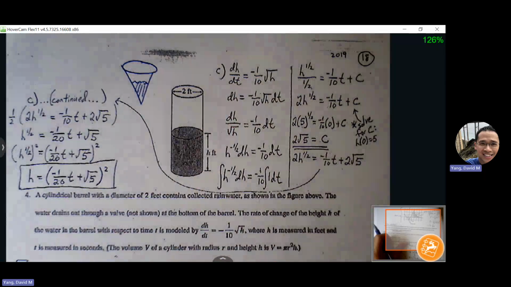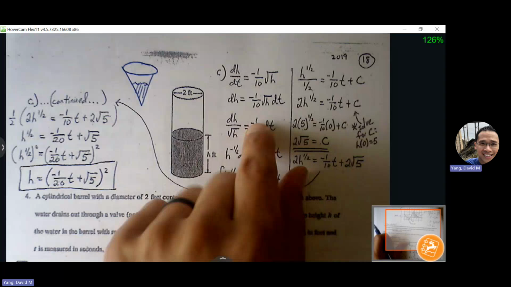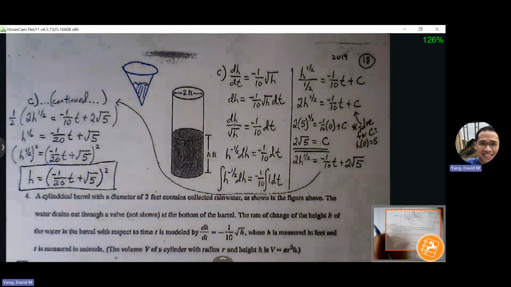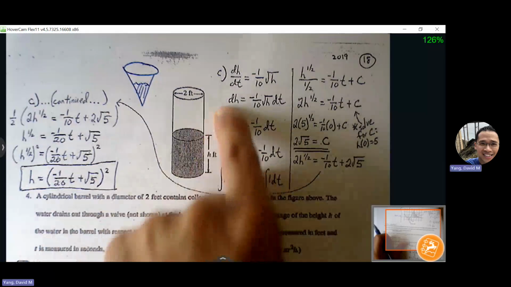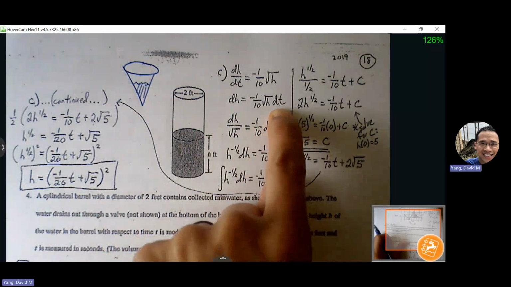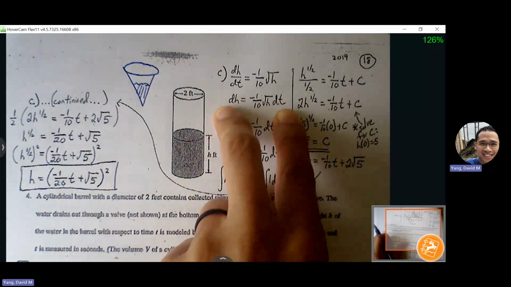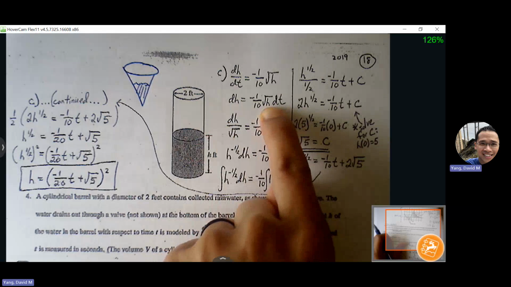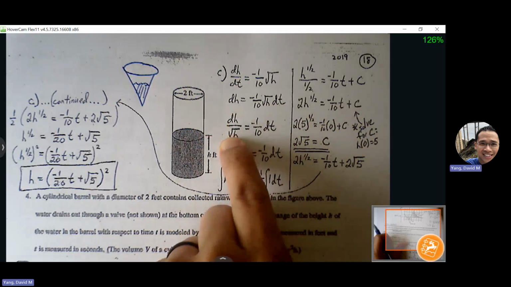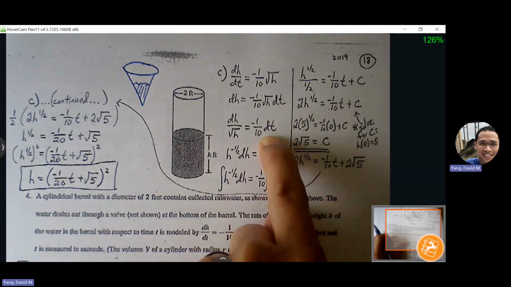But the idea is that if you're doing separation of variables, you want the h's on the left and t's on the right. Think of t as your x, think of h as your y. Right? So if I cross multiply here, I can get that dh dt lined up in place. The only thing that is really out of place is that root h. So we've got to divide by root h to get full separation of variables. h is on the left, everything else on the right.